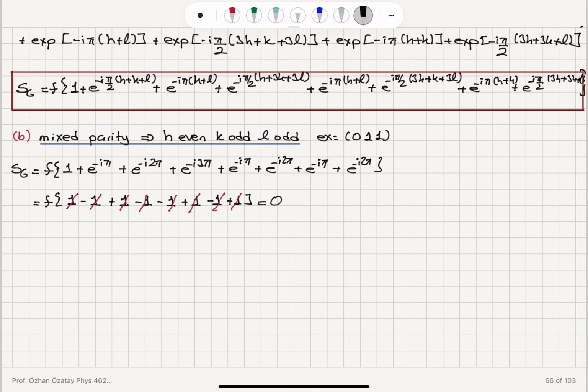So we can see that H odd, K even, L odd, and H odd, K odd, L even would give the same result.